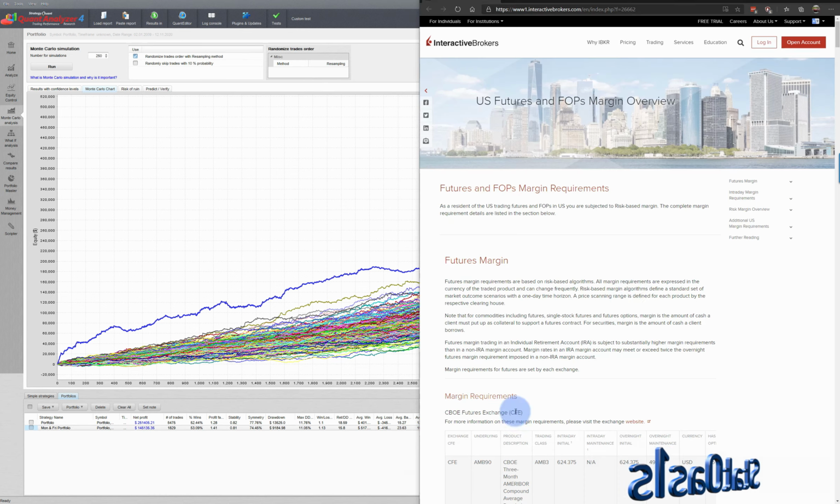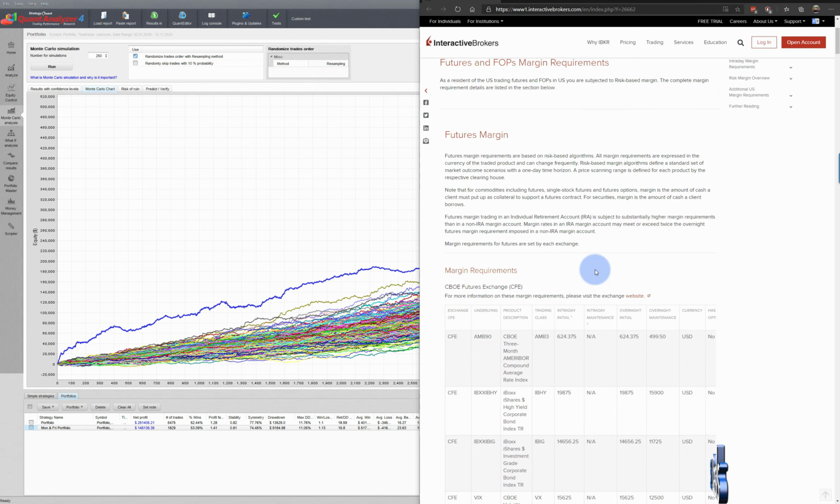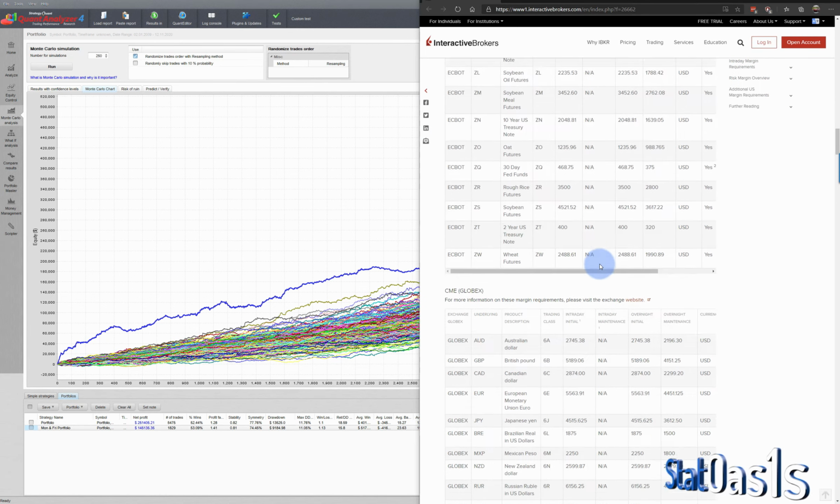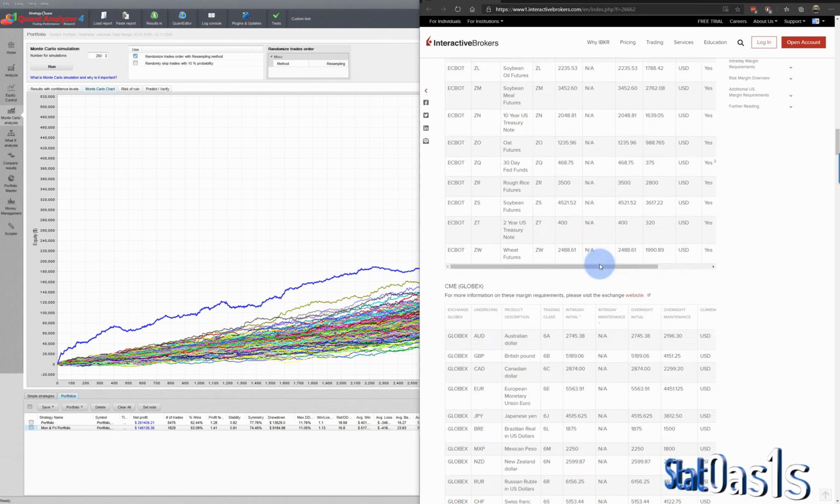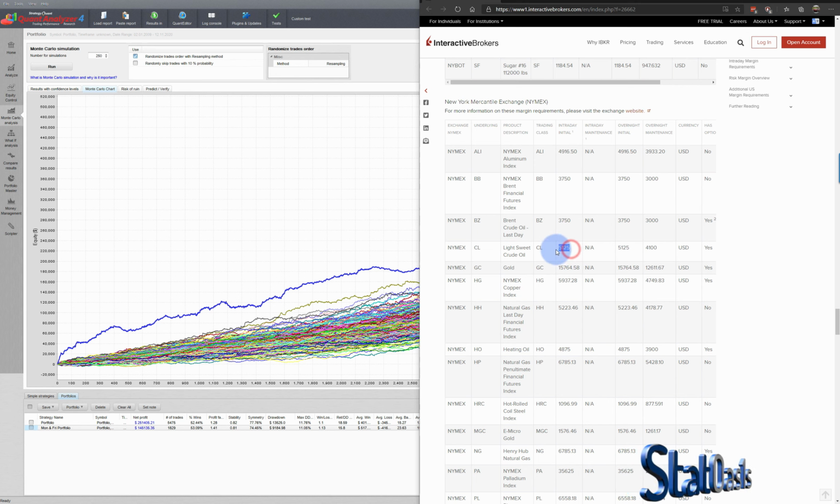If I pull up Interactive Brokers, this is my broker, and you can see the margin for crude oil on NYMEX. The initial margin is 5,125. This is the intraday, and the overnight initial is the same. So the highest margin required is 5,125. Let's say it's $6,000. So at least you need $6,000 to initiate a trade at any point in time in these curves.